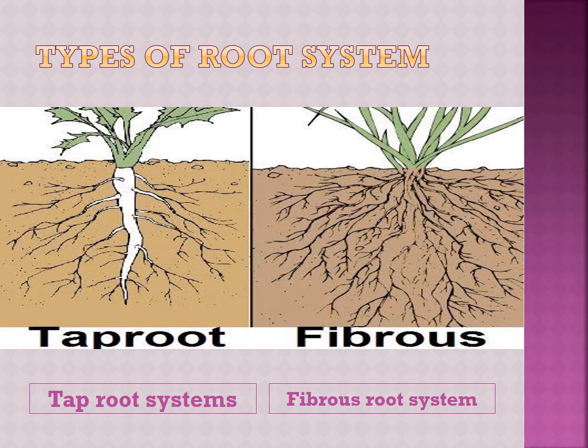This is the types of root system. Two root systems are there. One is taproot and another is fibrous root. Taproot is a long root. Can you see the differentiation between the taproot system and fibrous root system?